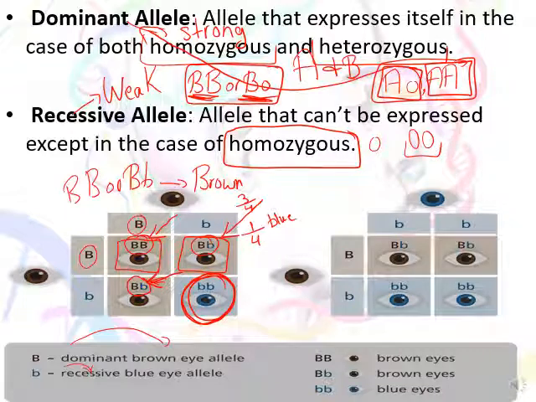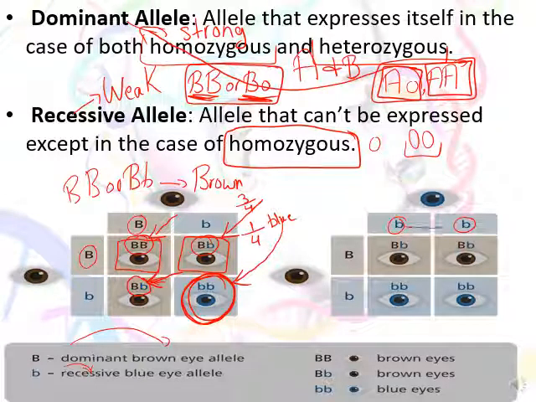So the recessive allele cannot be expressed unless in the case of homozygous. And here is the case. The blue eye allele cannot be expressed unless we have two alleles that code for the blue eye color. So here, this is the case where the allele that is recessive cannot be expressed unless in the case of homozygous.